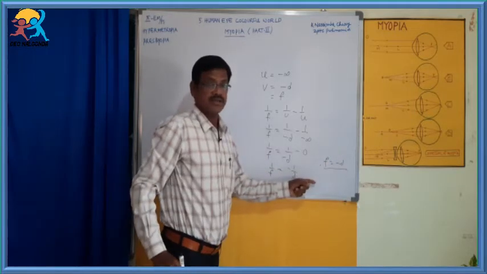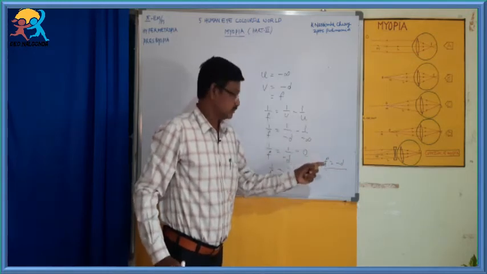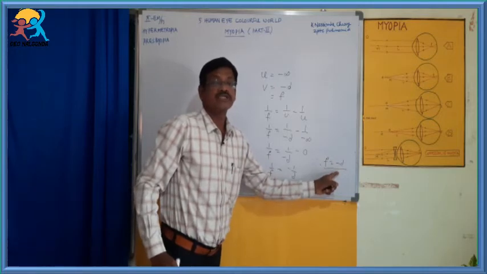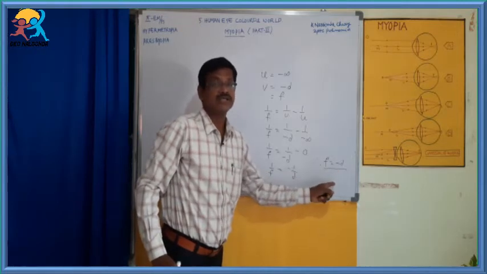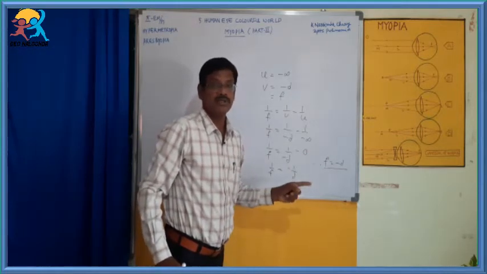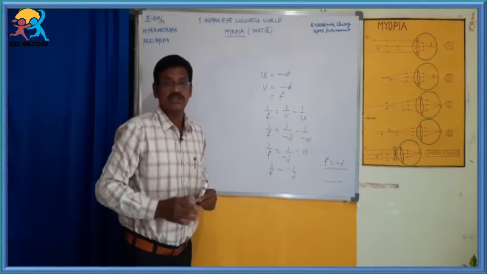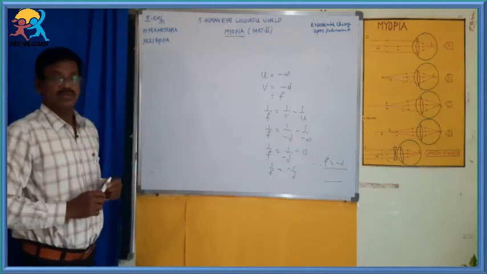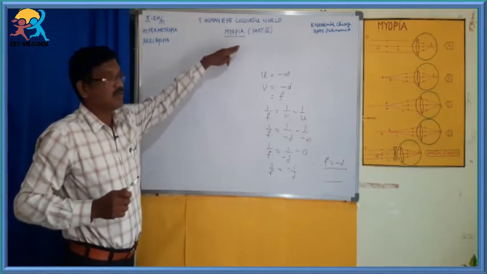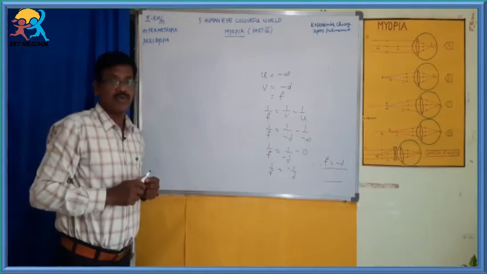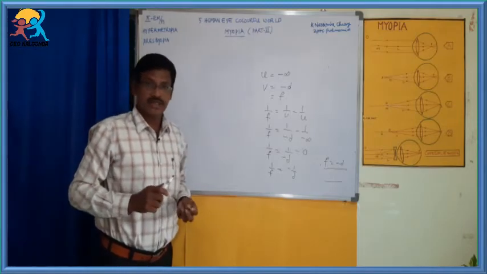It is noticed that the focal length of the lens we use in correcting myopia is found to be negative. This negative sign refers to a concave lens. It explains that a concave lens is the lens used in correcting myopia, so that myopia is corrected. So children, this is the way the defect in vision comes in the form of myopia, and the correction of myopia. We learn about hypermetropia in the next class. Thank you.